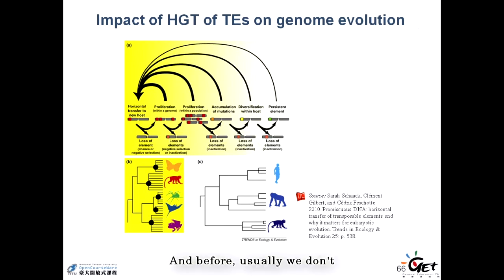And before, we usually didn't think transposable elements would influence the adaptation or the selection pressure among those different groups. But right now, there are some people who argue that these transposable elements could shape the transcriptional pattern among different groups, and probably push the genome evolution in a certain direction.